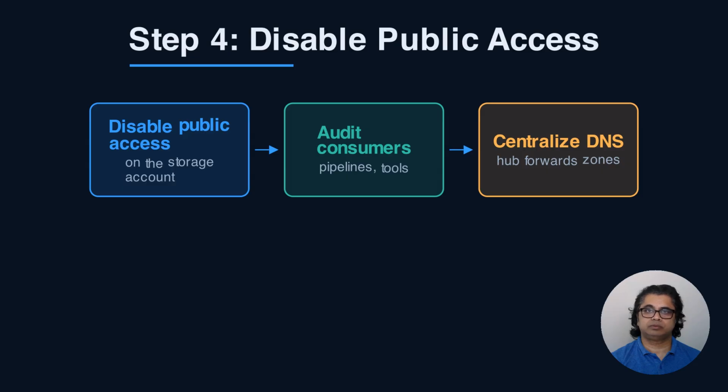For hub and spoke topologies, point your spokes at a central DNS resolver or forward the private link zones, so every VNet resolves consistently instead of each team rebuilding zones.